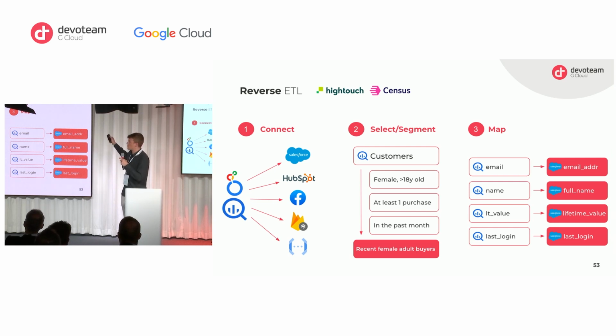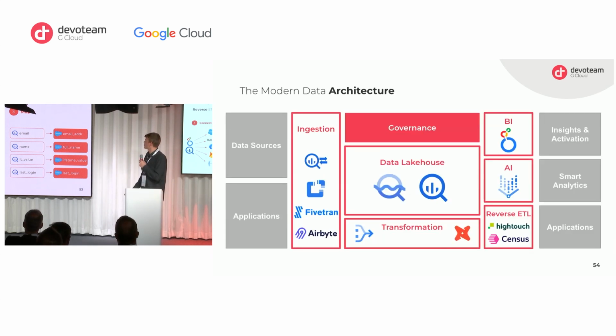So, 3 very easy steps. You connect your source, your destination. You select which table or combination of tables to use with a certain set of filters, attributes. For example, here we have the recent female adult buyers, a segment we created on top of our BigQuery model. And then you just need to map how it should map to the fields available in the Salesforce API, for example. We map our email column to the email address column in Salesforce. And like this, we suddenly are enriching our application with the data that we got from our data warehouse.